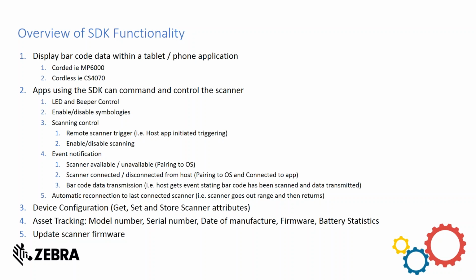You can also do device configuration, turning on and off anything you want in the scanner. You can get asset tracking information, model number, serial number, data manufacturer, firmware version, battery statistics, and even update the firmware in your scanner.